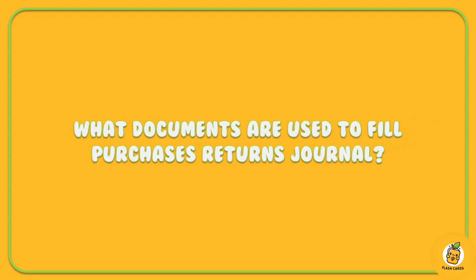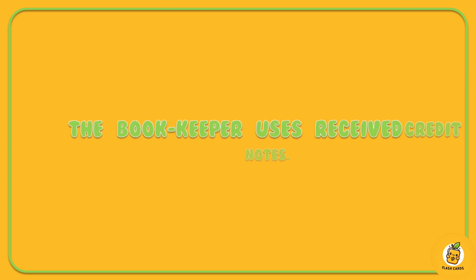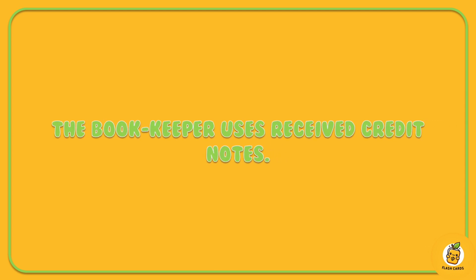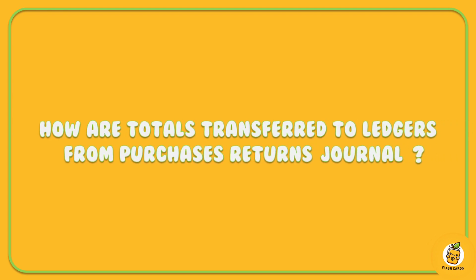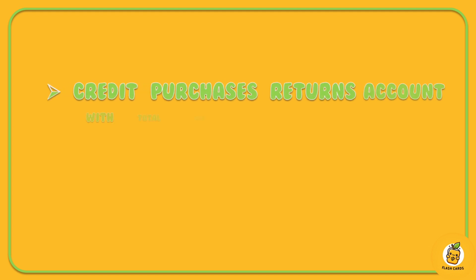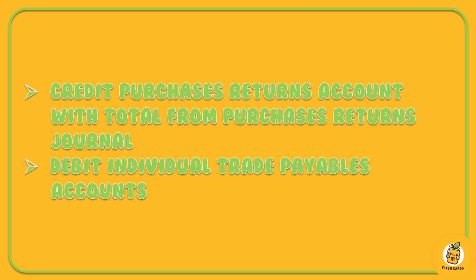What documents are used to fill the Purchases Returns Journal? The bookkeeper uses received credit notes. How are totals transferred to ledgers from the Purchases Returns Journal? Credit Purchases Returns account with the total from the Purchases Returns Journal. Debit individual trade payables accounts.